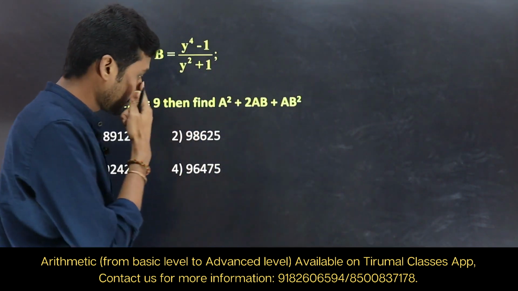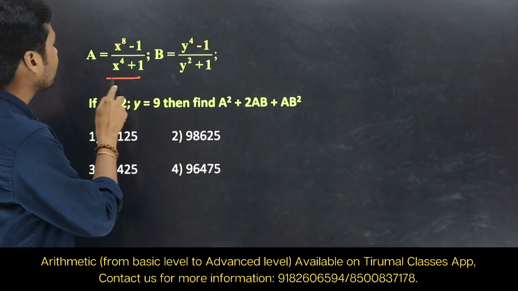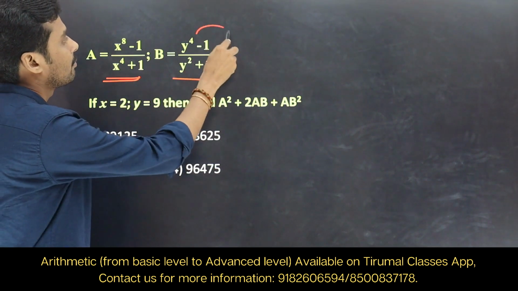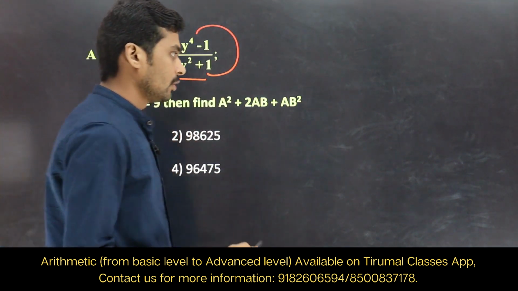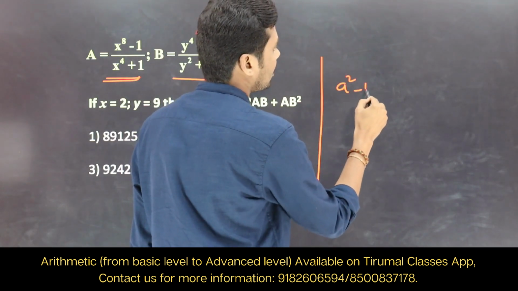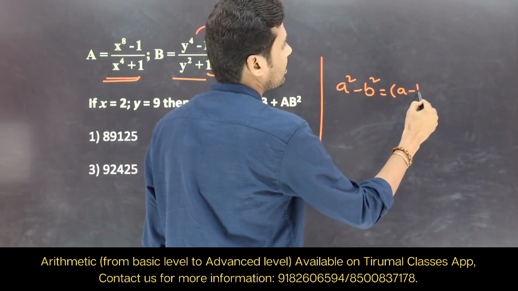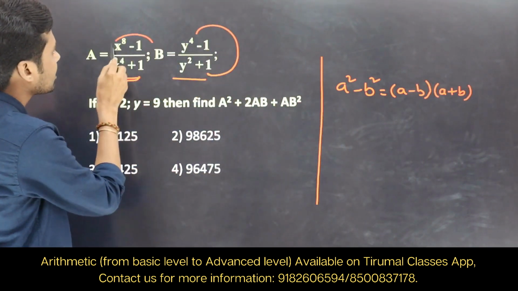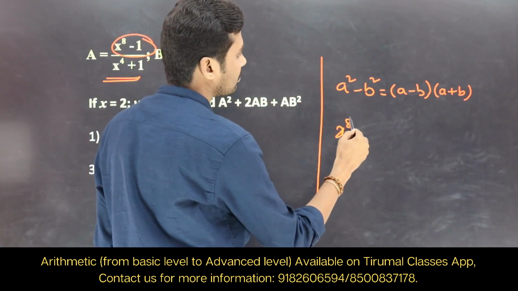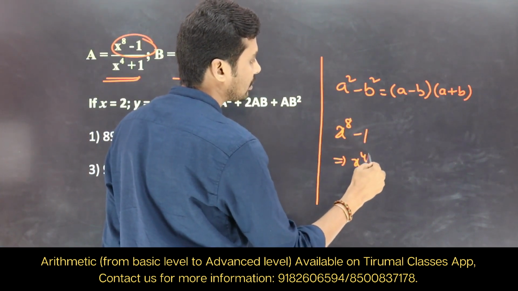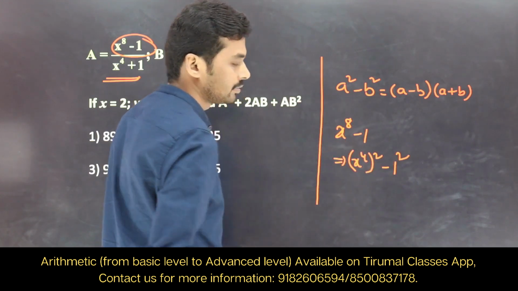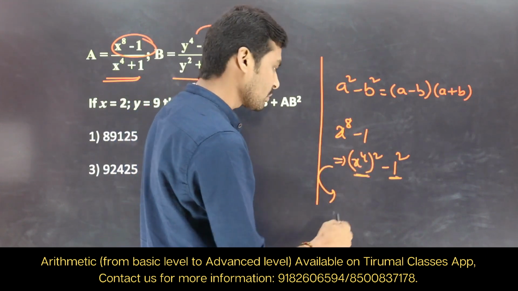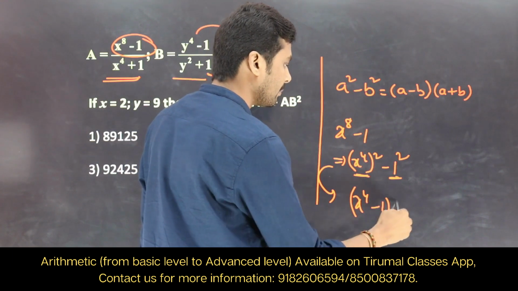So how do we apply the DS concept here? See, first you look at the expressions: a is equal to x power 8 minus 1 divided by x power 4 plus 1, and b is equal to y power 4 minus 1 divided by y square plus 1. So we know that a square minus b square is equal to what? A square minus b square is equal to a minus b into a plus b, right? When we have this expression x power 8 minus 1, can I write it as x power 4 whole square minus 1 square? Now x power 4 becomes the a, and this is a square minus b square. Now how can I write this expression? A minus b into a plus b.